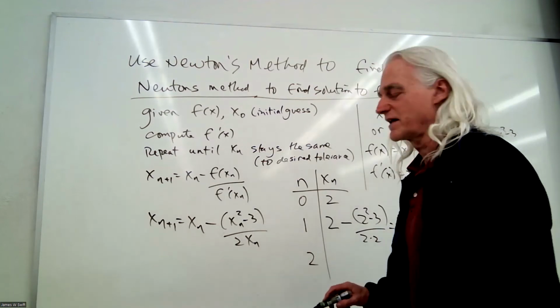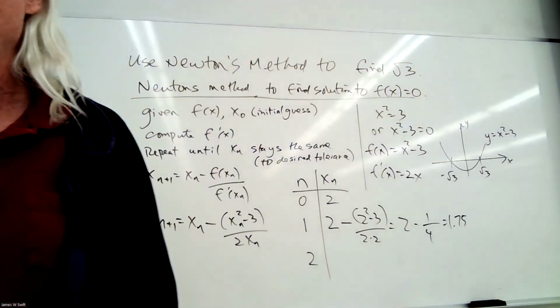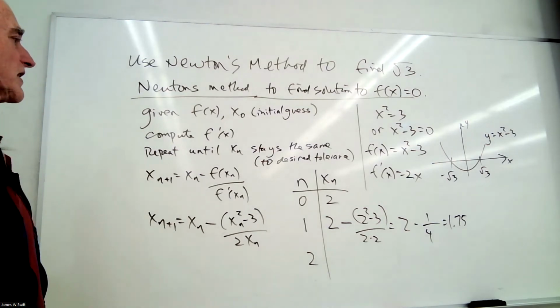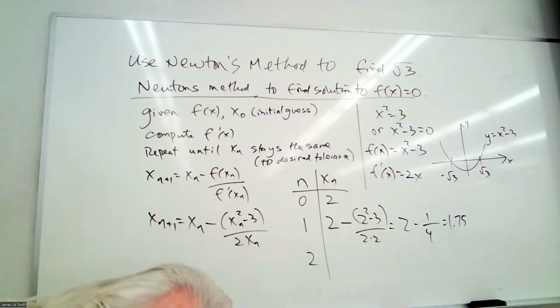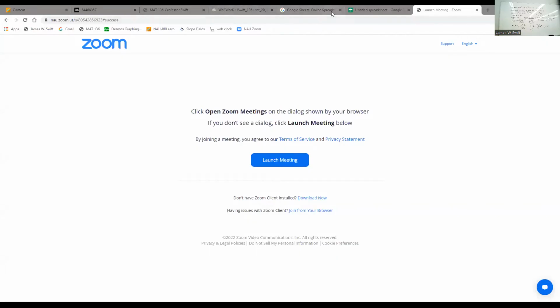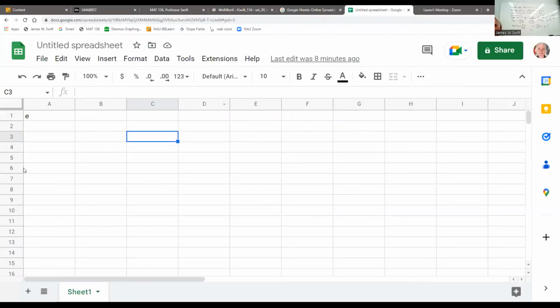Well, I don't want to have to be doing this too much. So let's use some computer help, okay? I'm going to start sharing the screen. Yes, I've got a spreadsheet. Here is a Google spreadsheet, okay? Let's do some tables. There's going to be n and here's going to be x_n. I don't really need to do this, but it's kind of nice.